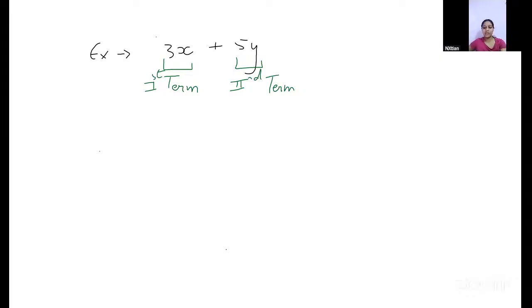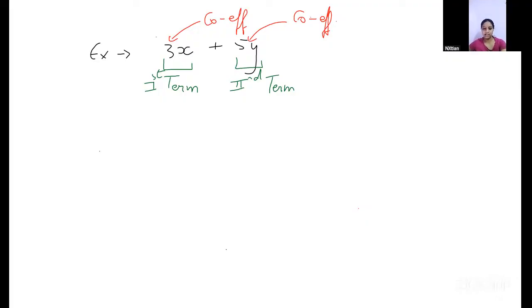Then comes the question: what is the coefficient? Now, 3 and x are in multiplication. So the number will always be the coefficient of the variable. That is, in 3x, 3 is the coefficient of x, and in 5y, 5 is the coefficient of y.